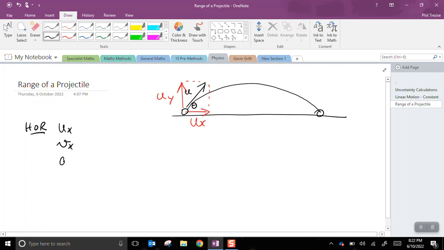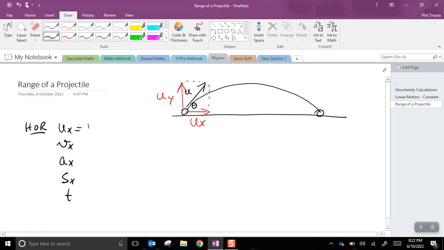vx, ax, displacement, and time. Now time doesn't get a subscripted x because time is not a vector. It's only the vectors that get split into horizontal and vertical.